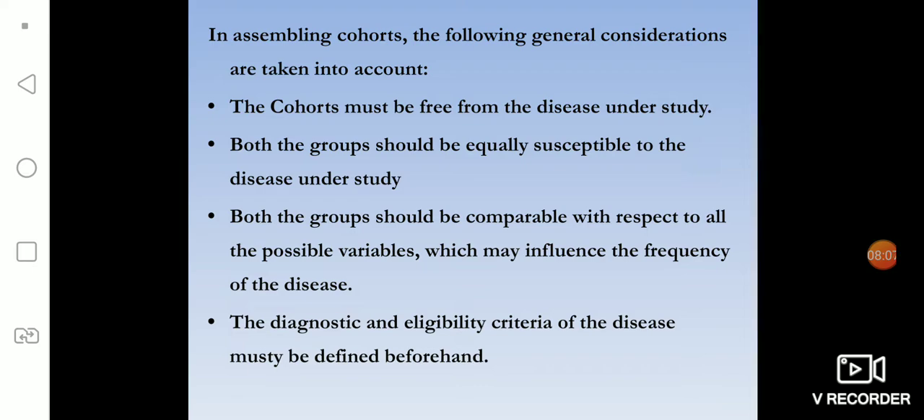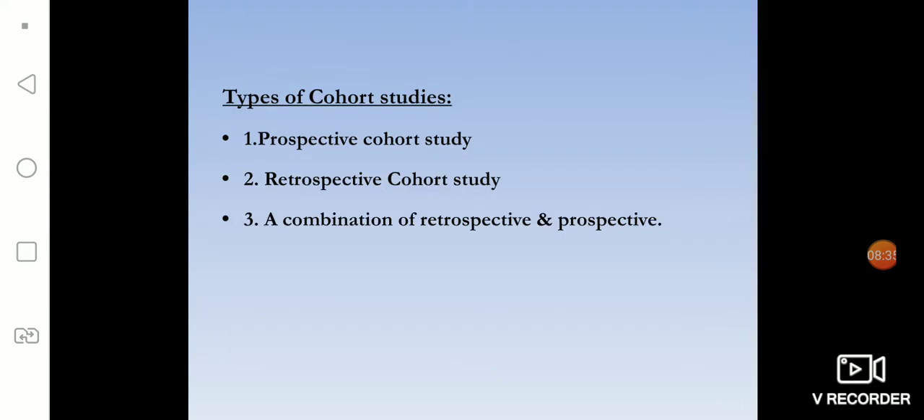And both should be comparable in all respects, in all aspects, which may influence the frequency of the disease. And lastly, the diagnostic and eligibility criteria of the disease must be defined beforehand. So we have to define the diagnostic criteria and eligibility criteria. I hope we have studied this in case control studies also. So it should be defined in advance.